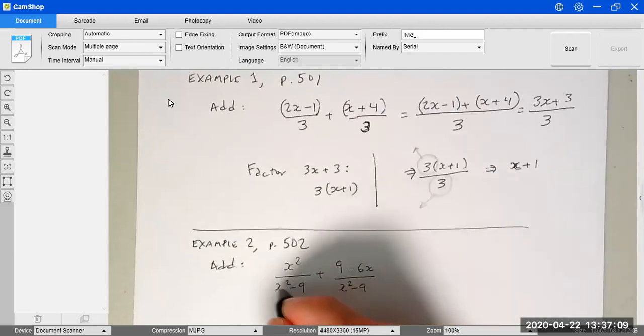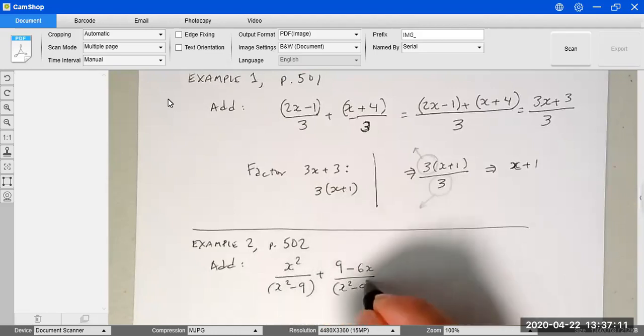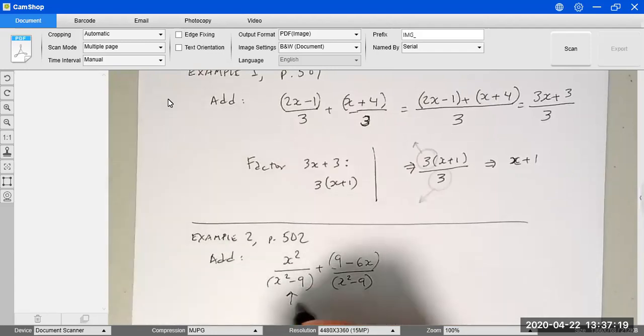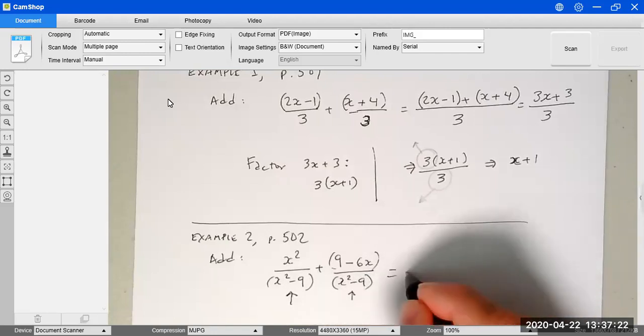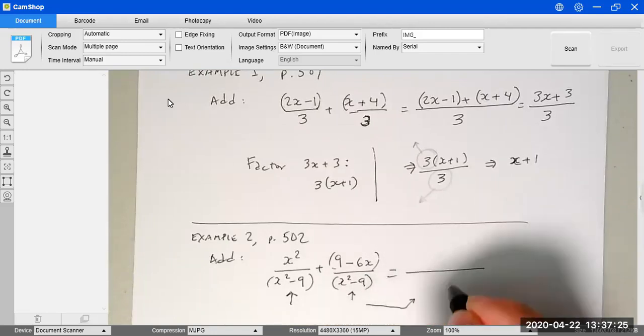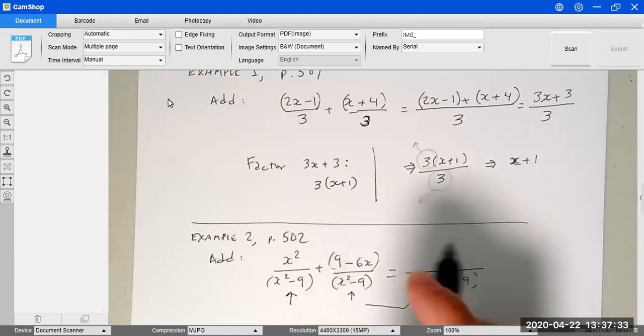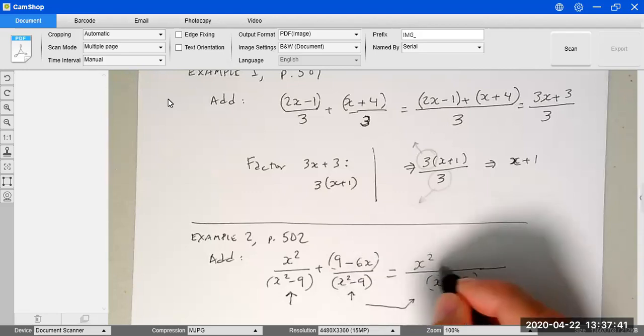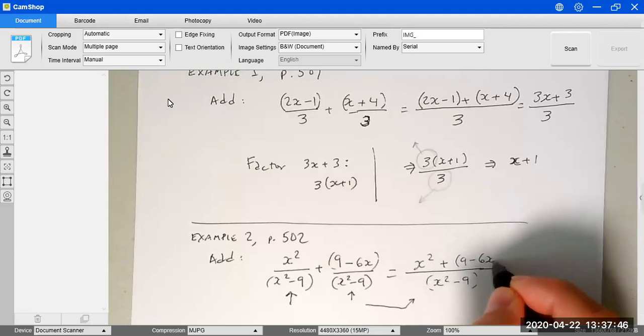Again, I enclose everything in parentheses. You can see here that you have two denominators that are the same. So this is my common denominator, x squared minus 9, and I can write that common denominator here. Then I'm just going to get my numerators into this numerator. It's going to be x squared, which is the first numerator, then the second one, 9 minus 6x.